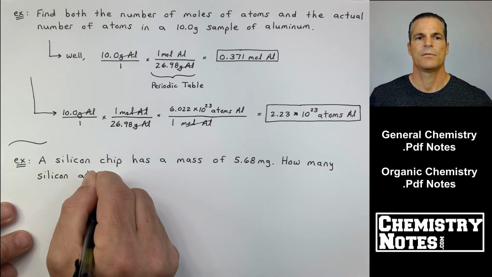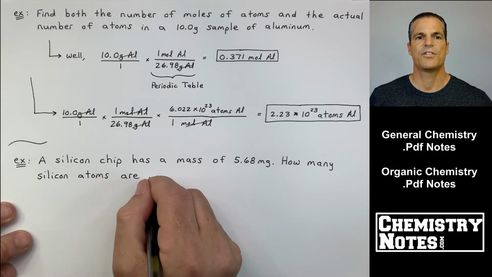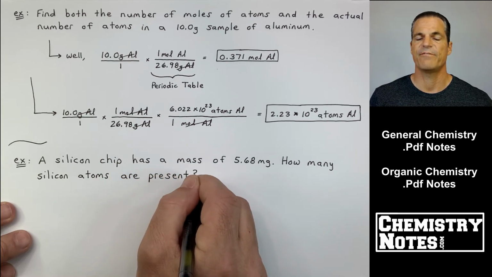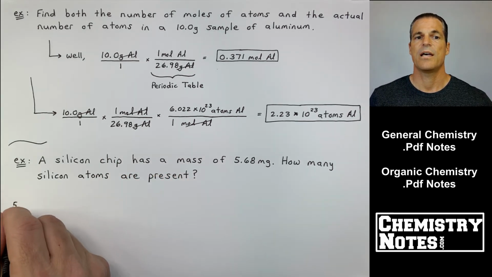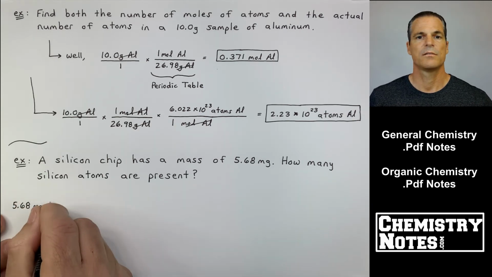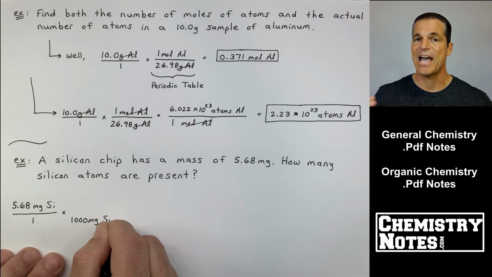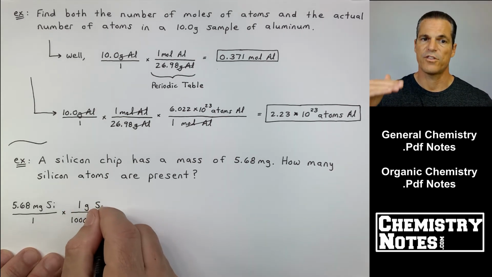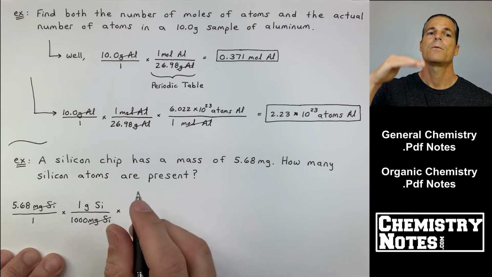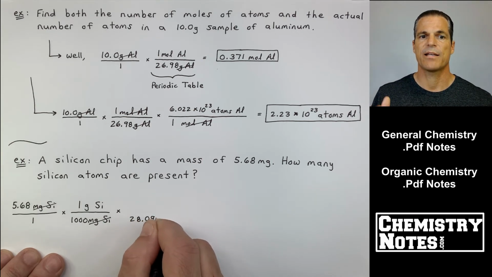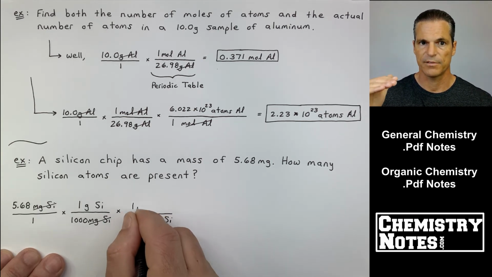Example. Third example. A silicon chip has a mass of 5.68 milligrams. How many atoms are present? Start with what you're given, put it over 1. In this case, we're given milligrams. I've got to get out of milligrams. So I do 1,000 milligrams on the bottom, 1 gram of silicon on top. That gets me out of milligrams and into grams.